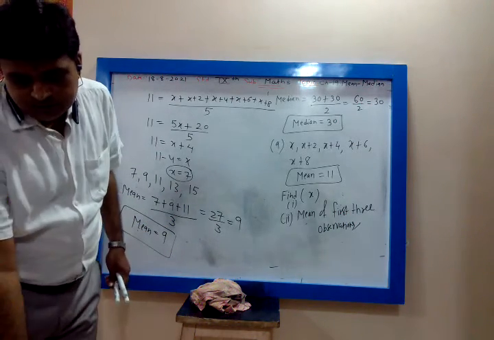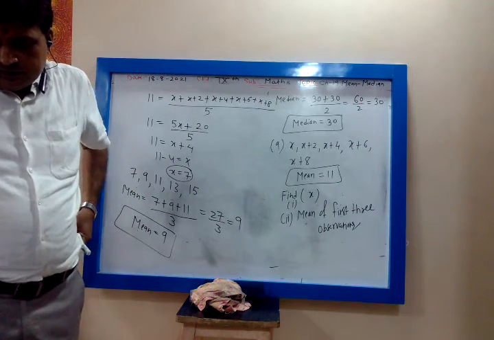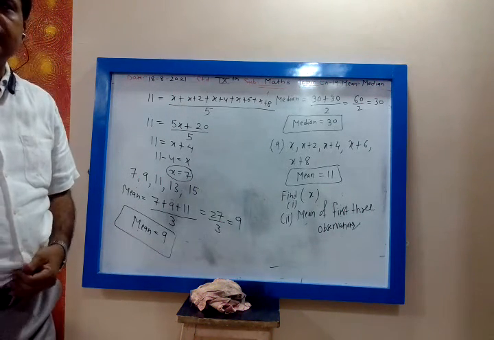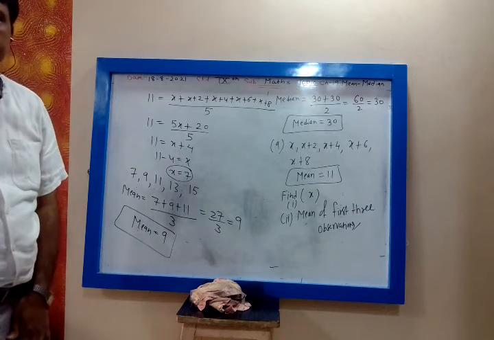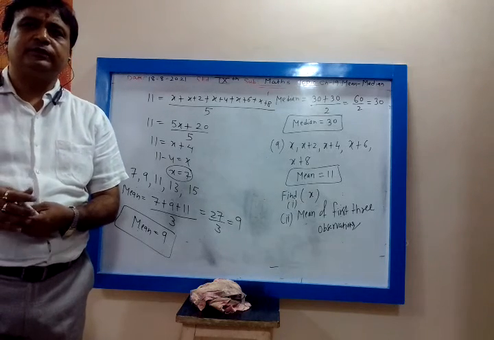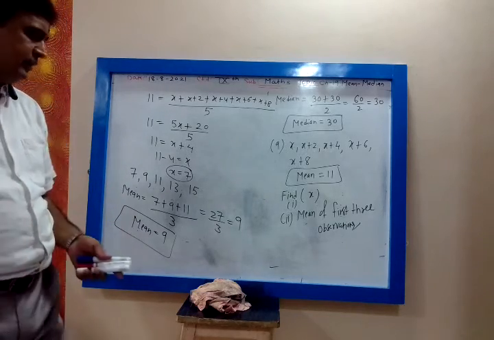So this completes our mean and median. After this, from the next period onwards, we will start trigonometry. The trigonometrical ratios will start, the first chapter of trigonometry.